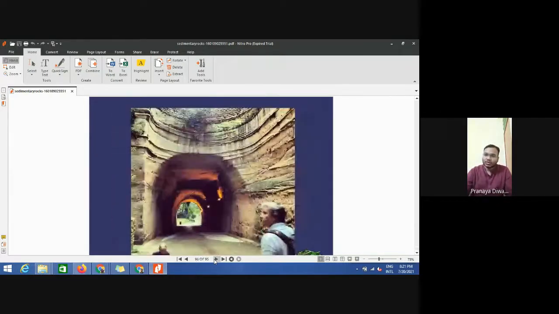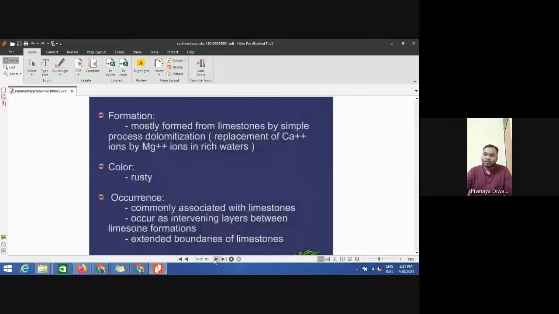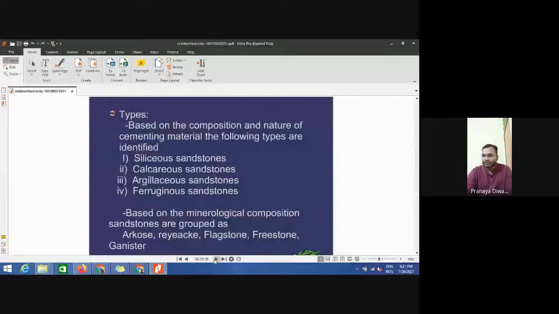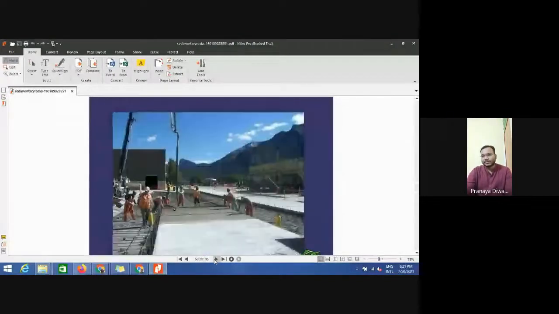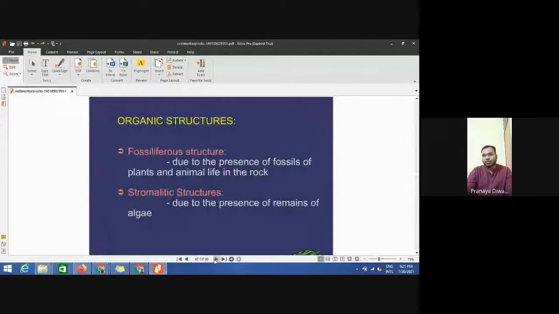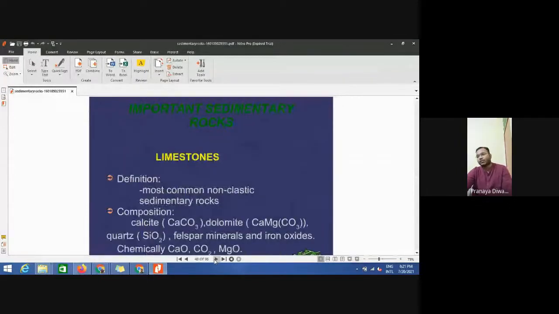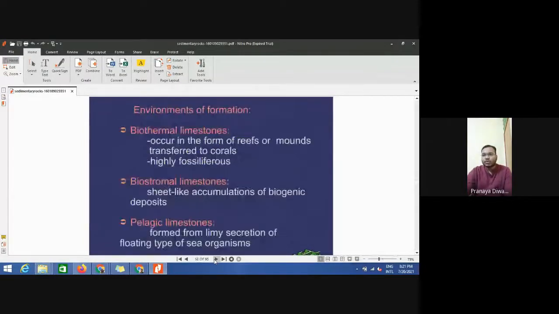So this is also an example. Sedimentary rocks are mostly useful for different things. Different kinds of rocks are there, and we are just taking one review. So limestone you have. What is the use of limestone?